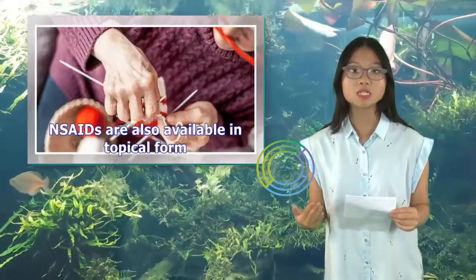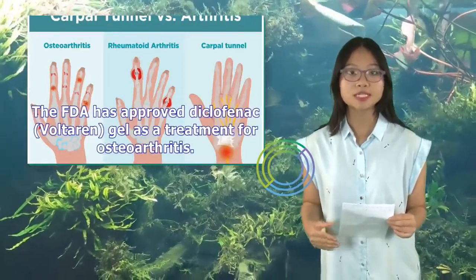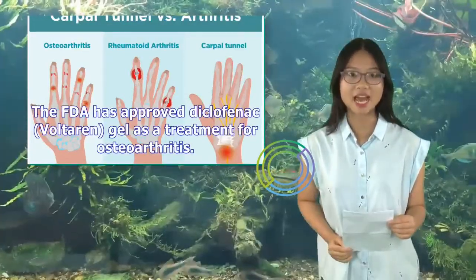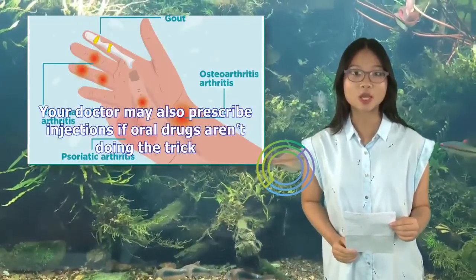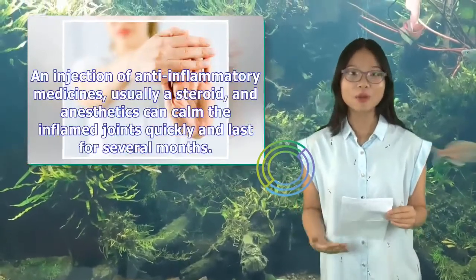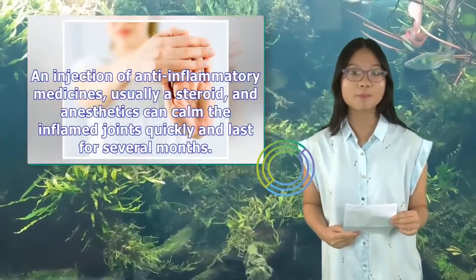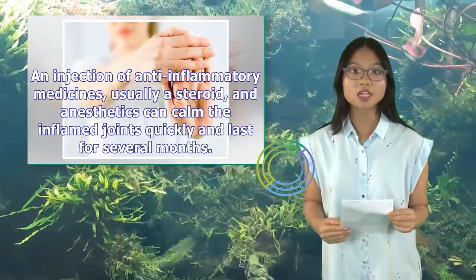NSAIDs are also available in topical form. The FDA has approved diclofenac, Voltaren gel, as a treatment for osteoarthritis. Your doctor may also prescribe injections if oral drugs aren't doing the trick. An injection of anti-inflammatory medicines, usually a steroid, and anesthetics can calm the inflamed joints quickly and last for several months.